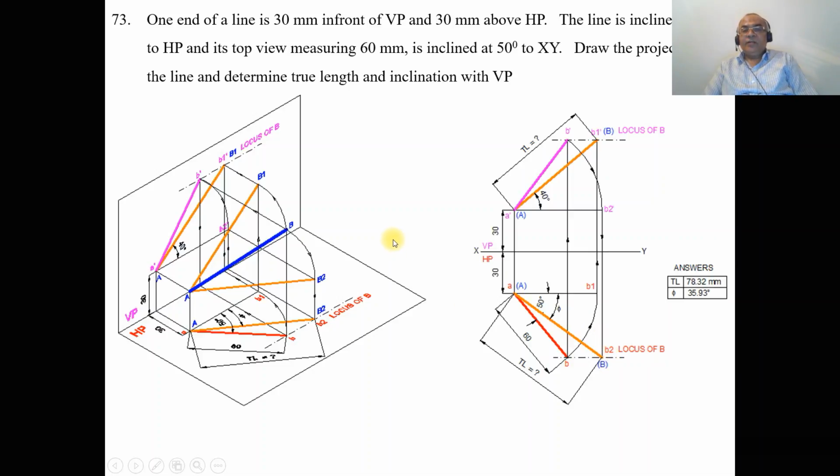So now we need to identify the true length and its true inclination with respect to VP. By using the scale, you measure the length of AB2. That length will be equal to 78 mm. Then, by using the protractor, you measure the angle with respect to the AB1 line. That is the true inclination with respect to VP, that is, the inclination of AB2 with respect to AB1. That inclination will be 36 degrees when you are doing it manually. When you are doing it in CAD, you get the true length as 78.32 mm and phi equal to 35.93.